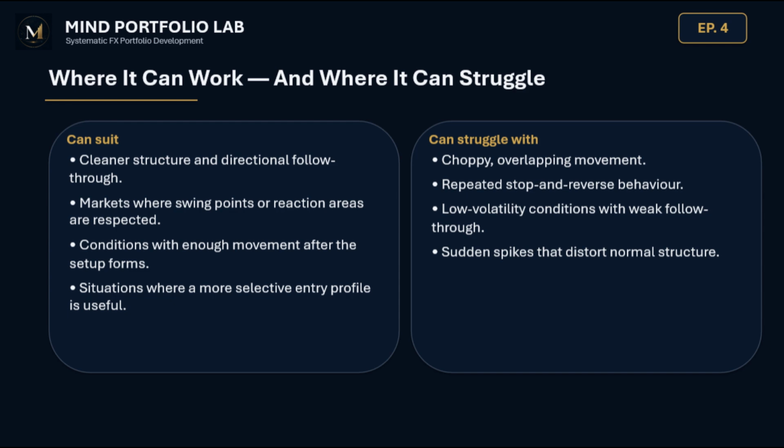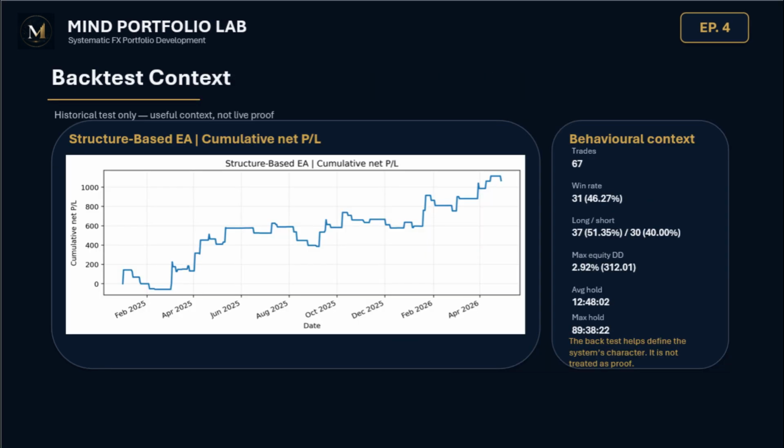That is why I do not judge it trade by trade. A single losing trade does not mean the system is broken. A single winning trade does not mean it is performing perfectly. What matters is whether, over a larger sample, the behavior still makes sense. The backtest is useful here, but again, I do not treat it as proof.